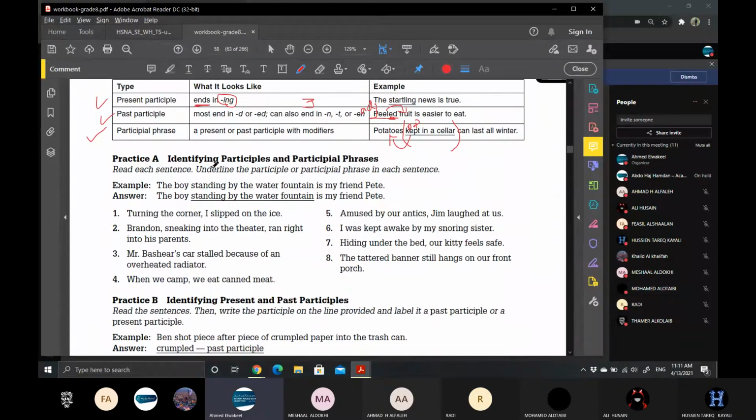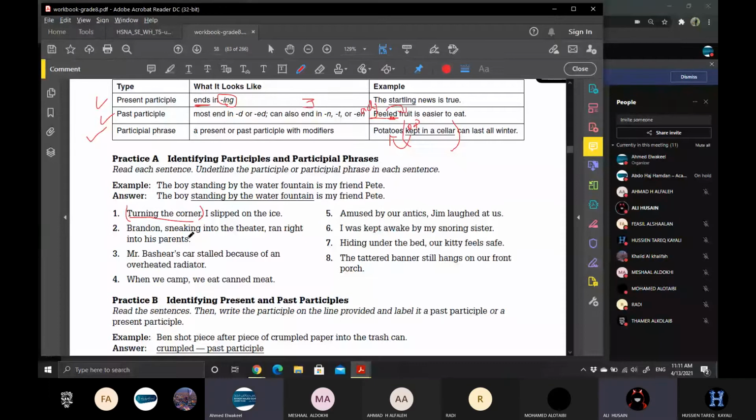In the exam, you will be asked to choose the participle or participle phrase in each sentence. For example, turning the corner, I slipped on the ice. When did you slip on the ice? While I was turning the corner. So turning the corner is your participle phrase.